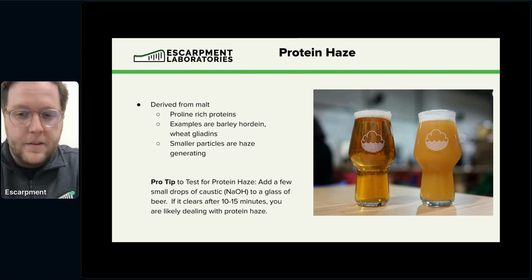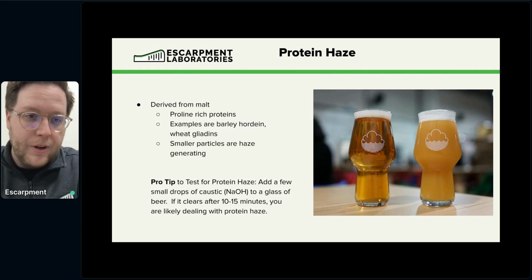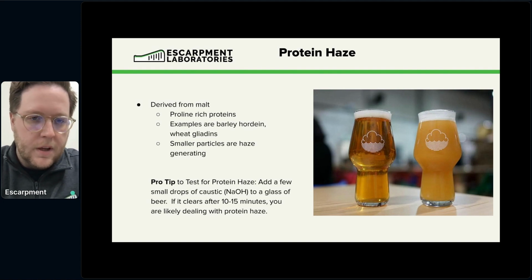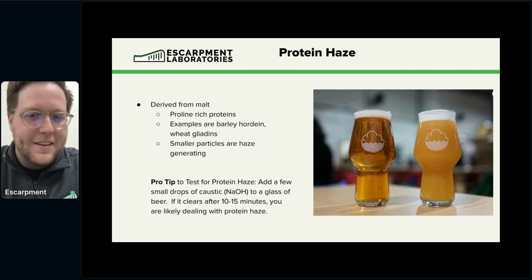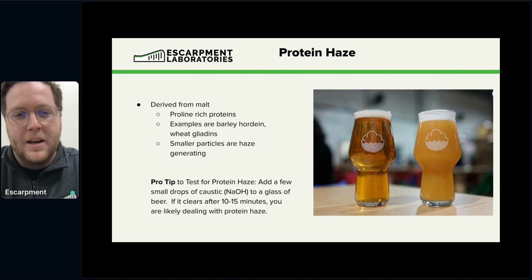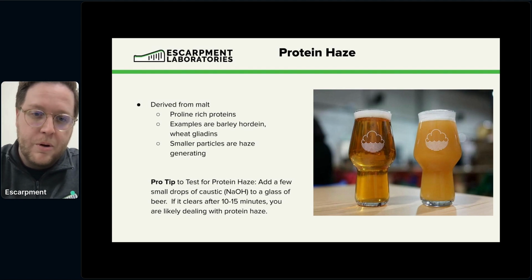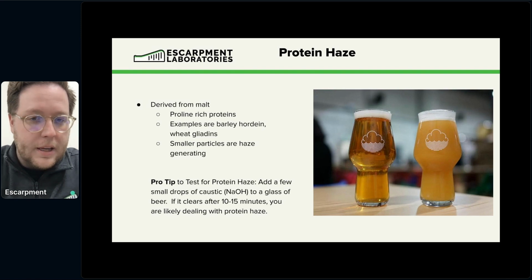So what types of haze are out there? Number one, we'll talk about protein haze. Protein haze in beer does come from your malt. Assuming you're using malt to make your beer, almost everyone is, you're going to extract some degree of proteins that could be haze positive. Typically, these are often what are called proline rich proteins. And there are some key examples.